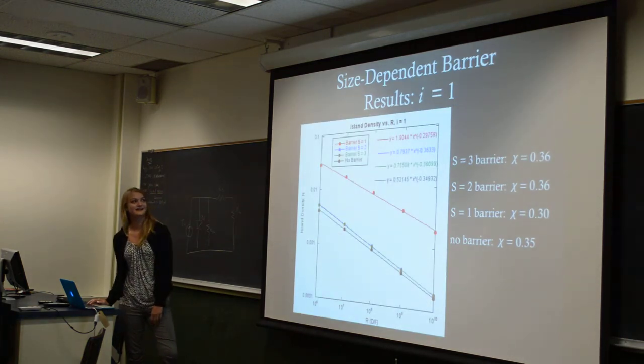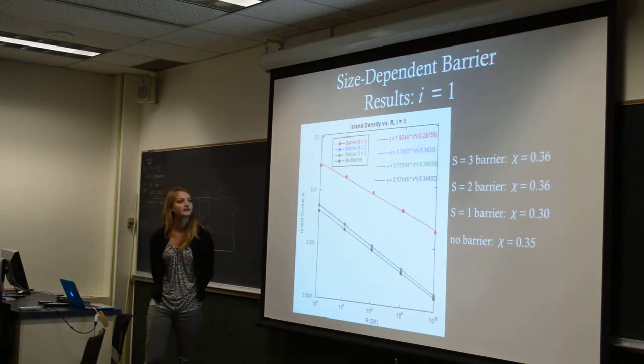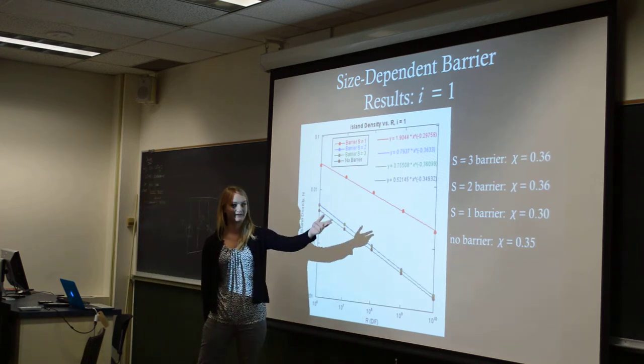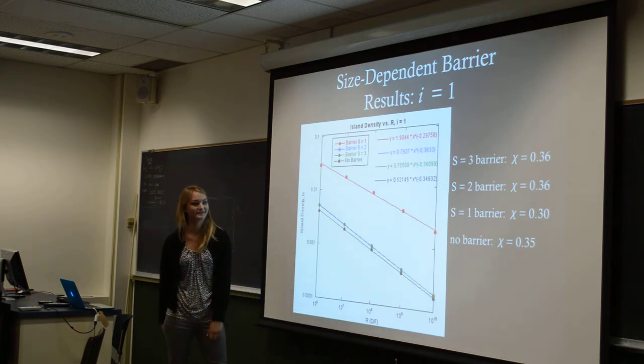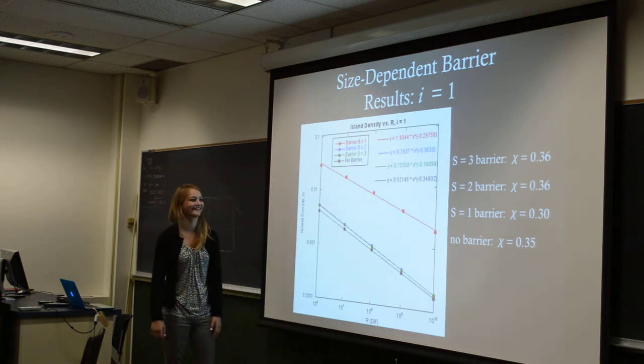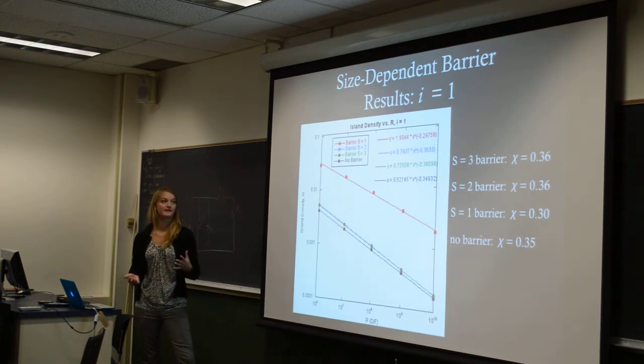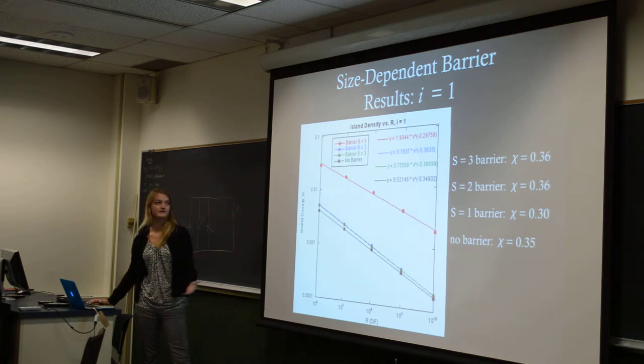So I went and simulated a size-dependent barrier on the same simple model of i equals 1. And the results are a little better in the sense that chi does go from 0.35 up to 3.6, which isn't really anything. You know, that's not a significant result. So this was still pretty inconclusive. And so I decided to switch to a more complicated model with a critical island size of 3. So now instead of any island being stable, only islands with 4 particles or greater are stable.